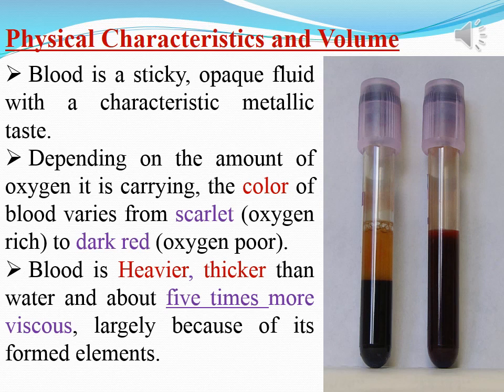Blood is heavier, thicker than water and about 5 times more viscous, largely because of its formed elements. This refers to the RBCs and white blood cells, in addition to the plasma proteins, which are responsible for the thickness, the viscosity, which is 5 times more than water. This is known from observation: blood is heavier and thicker than water because of its formed elements.